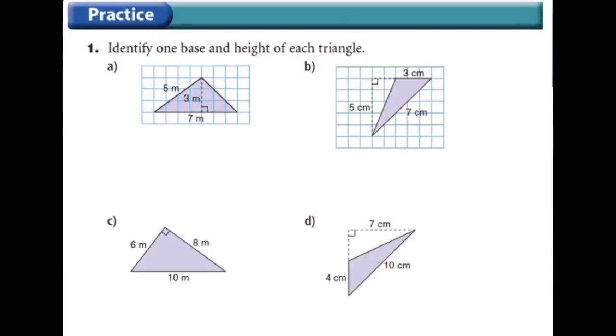Okay, so here we are, section 7.2, triangles. This is going to be question number 1. Identify one base and height of each triangle. Well, we know this from parallelograms.